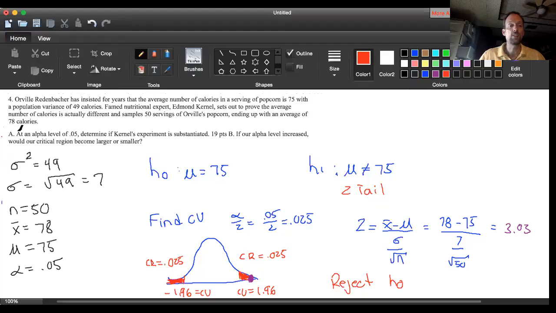And now let's go ahead and take a look at the other questions they asked us. Well, they wanted to know if Colonel's experiment was substantiated. And since we rejected the null hypothesis and determined that the number of calories was actually different, yes, Colonel's experiment is substantiated. And they've asked us if the alpha level increased, would our critical region become larger or smaller? That would make the critical region become larger because as alpha goes up, we're going to be trapping more area for our critical region.